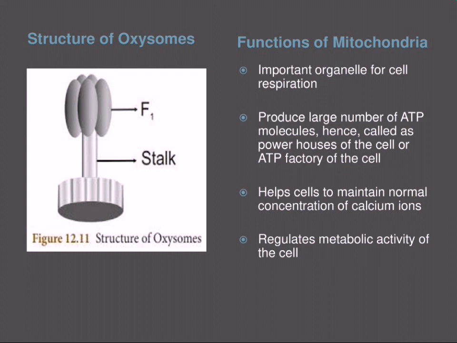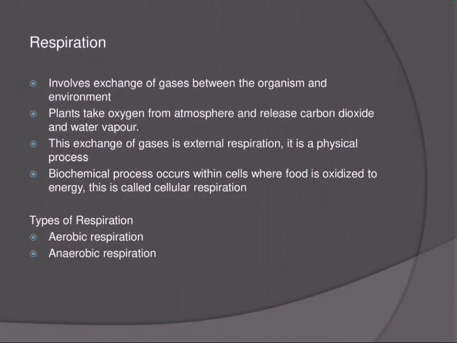Helps cells to maintain normal concentration of calcium ions. So mitochondria maintains normal concentration of calcium ions in cells, and it regulates metabolic activity of the cell. I have explained this metabolic activity, that is the conversion of food into energy by the cells, is known as metabolic activity, and this is controlled by mitochondria.